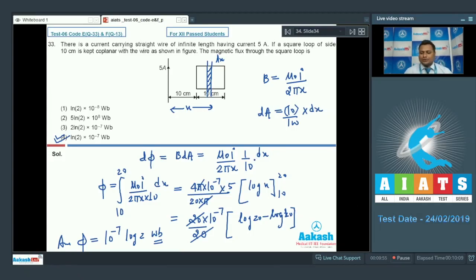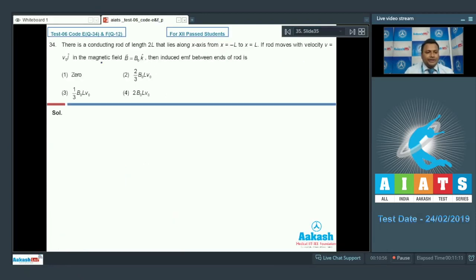Now let us proceed to the next question, that is question number 34. There is a conducting rod of length 2L that lies along the x-axis from x equals minus L to plus L. If the rod moves with velocity v equals v naught i cap in the magnetic field B equals B naught k cap, then what is the induced EMF between the ends of the rod? Now here we can say that the rod is moving along its length, and when a conducting rod moves along its length, then no EMF will be induced.